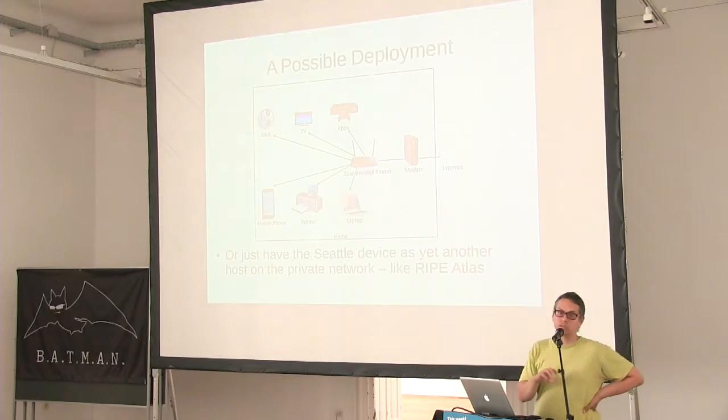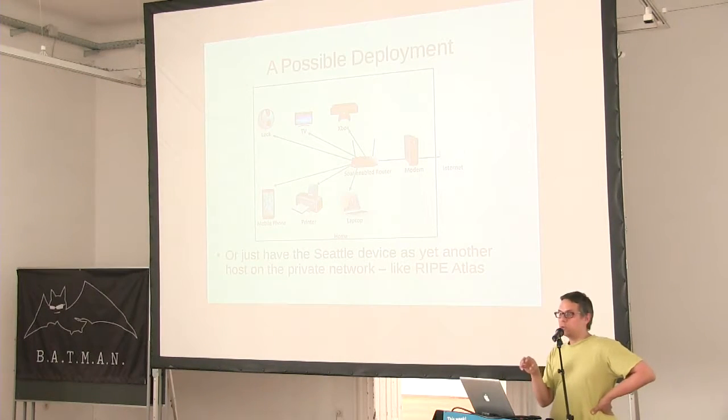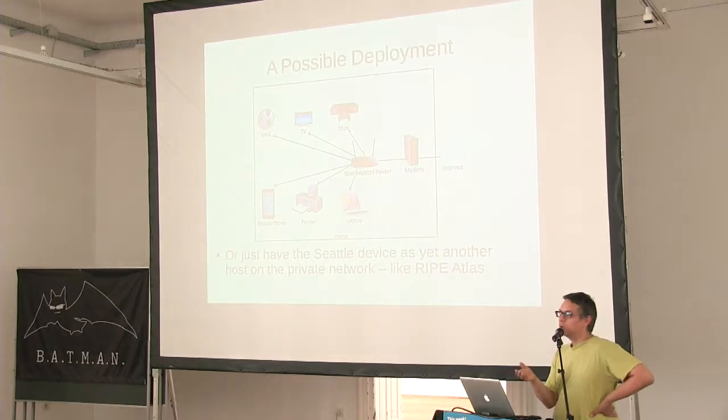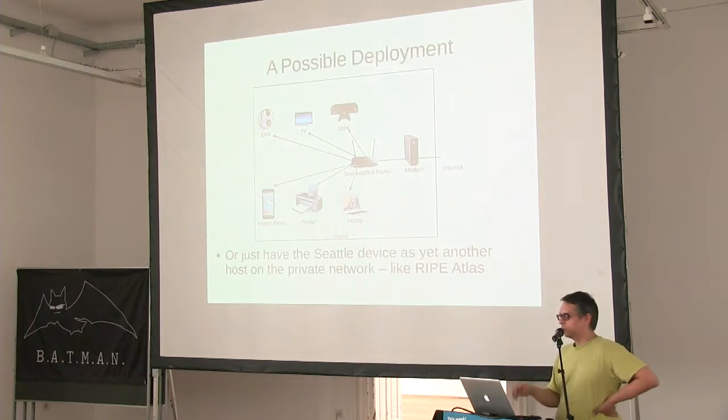What we could also do is just use a smaller router that doesn't see all of the traffic in the network, and just use it as yet another host on the same network. And I guess a few of you know RIPE Atlas. These are small little USB-powered devices that are network probes. So you could deploy Seattle on a Wi-Fi router similar to that.